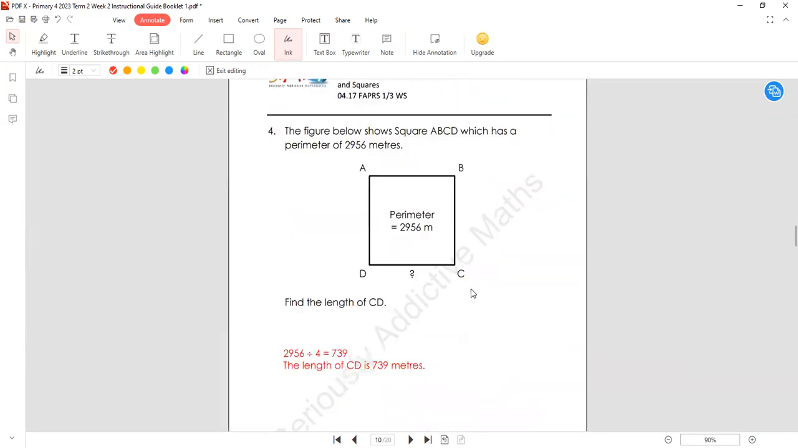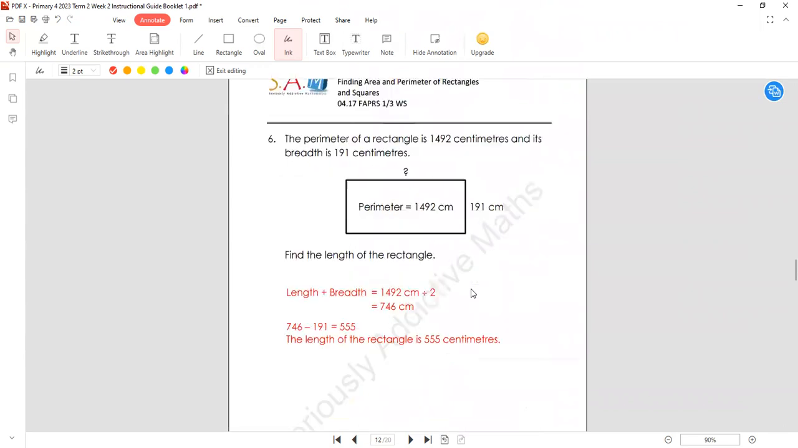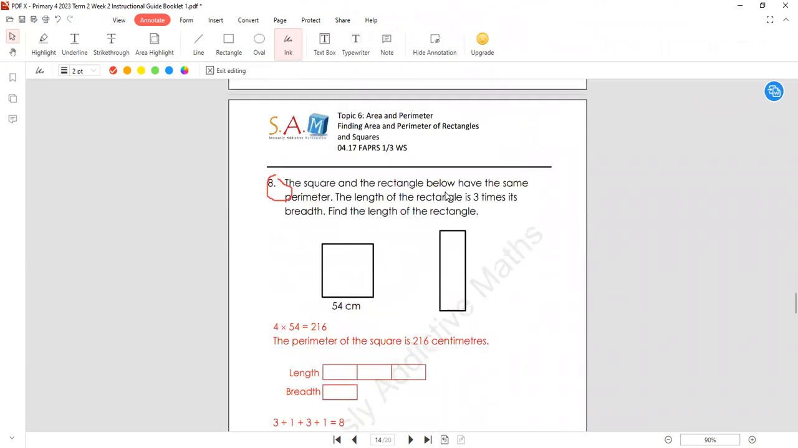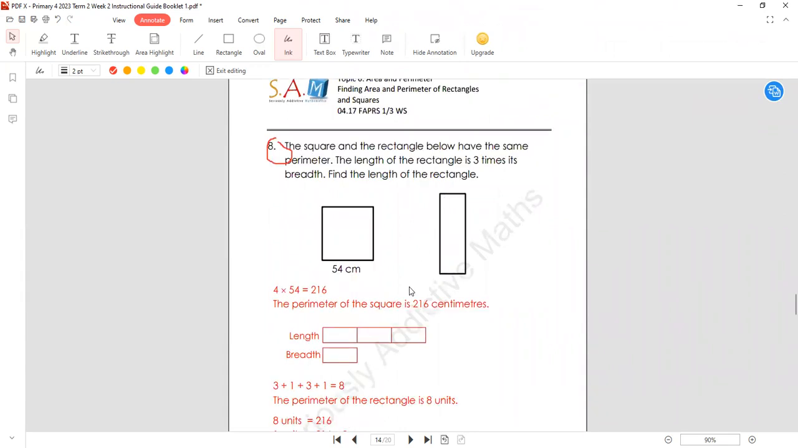Then we move on to question number 7. Go through with them. Same thing, 2968 is for the square, so divide by 4. And then after that, there are 2 sides here, so you get 1 side times 2, and you get an answer. This one is a bit different, so you might want to use this method to teach them instead.